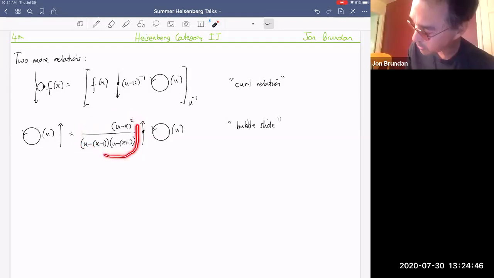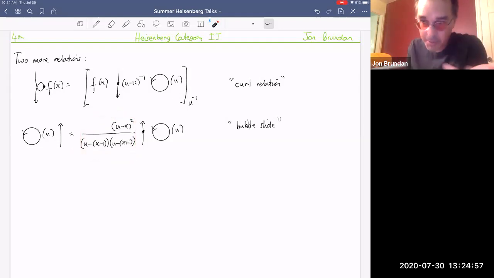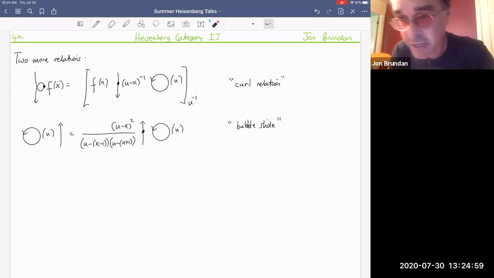So look at that rational function. That'll show up in a little bit. The zeros and poles of that rational function are important, and you'll recognize them shortly. But just seeing those relations written using generating functions, if you've seen these curl relations or bubble slide relations written out without generating functions, they're rather painful and look rather mysterious. I find once you put them into generating functions, you suddenly understand what's going on with these weird relations.